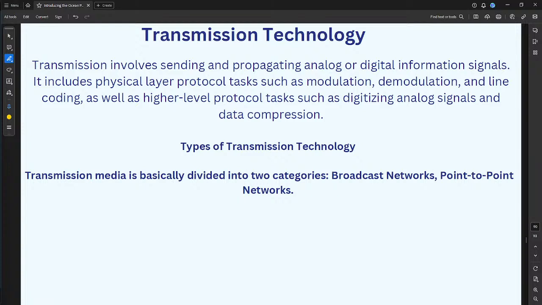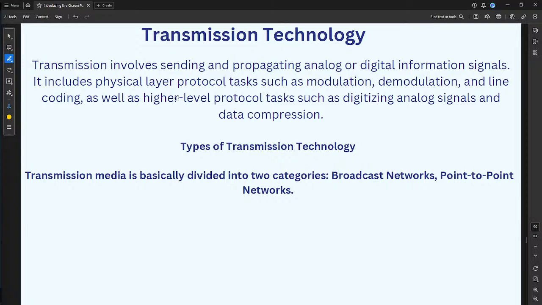Let's discuss the transmission technology right now. So what is the transmission technology? The transmission technology involves sending and propagating analog or digital information signals. It also includes physical layer protocol tasks such as modulation, demodulation, and line coding, as well as higher level protocol tasks such as digitizing analog signals and data compression.